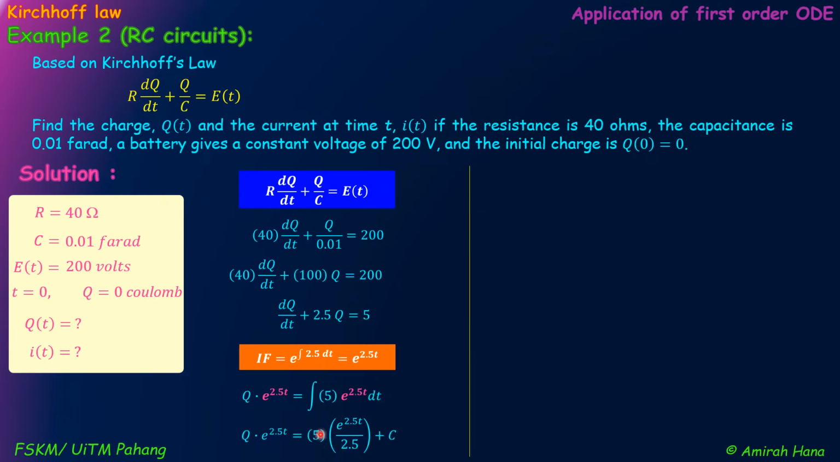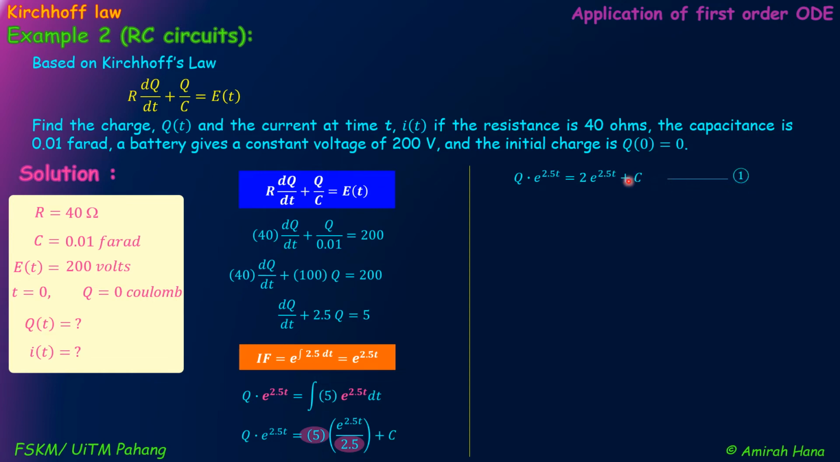After that, we can simplify 5 divided by 2.5 here. Okay, so we got this. We still have q times e to the power of 2.5t on the left hand side, and then equals to, after we divided 5 by 2.5 here, we got 2, and then e to the power of 2.5t plus c. Okay, then we name this as equation 1.